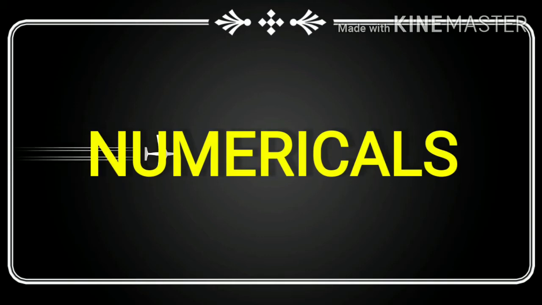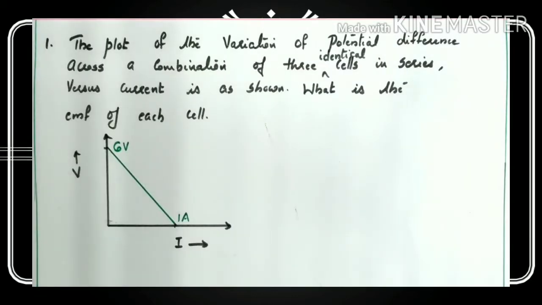Today we are going to discuss some numericals in current electricity. Some numerical questions relating EMF of the cell and internal resistance. The plot of the variation of potential difference across a combination of three identical cells in series versus current is as shown. What is the EMF of each cell?